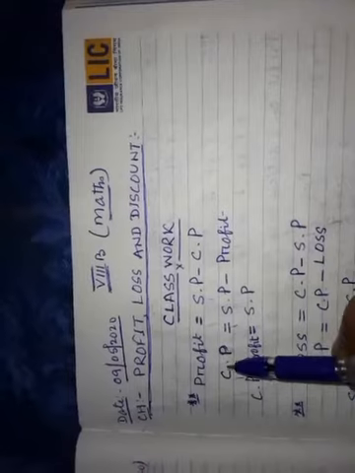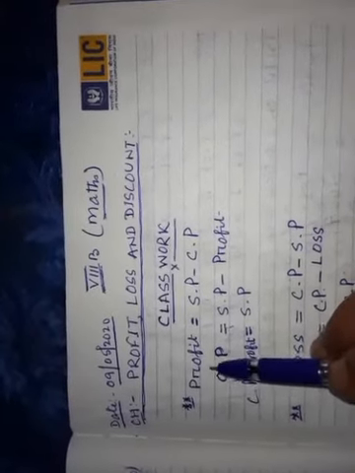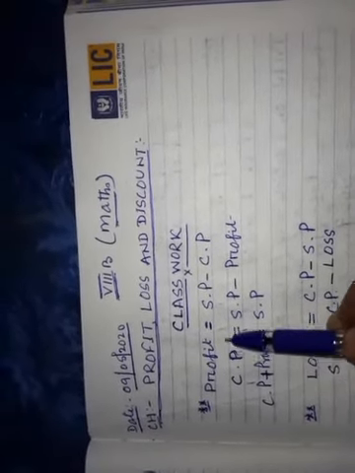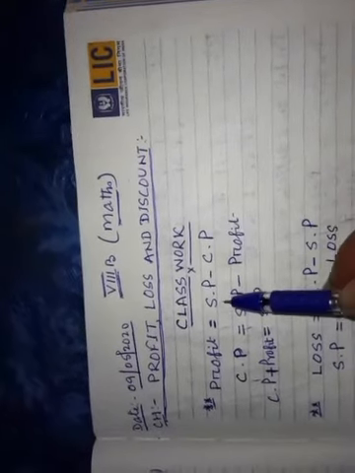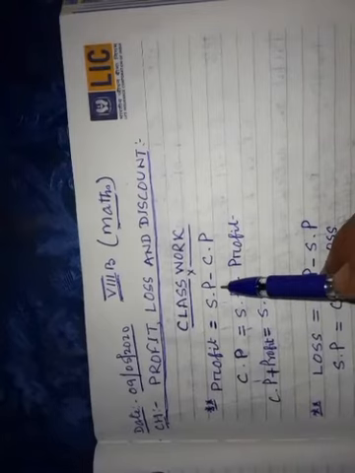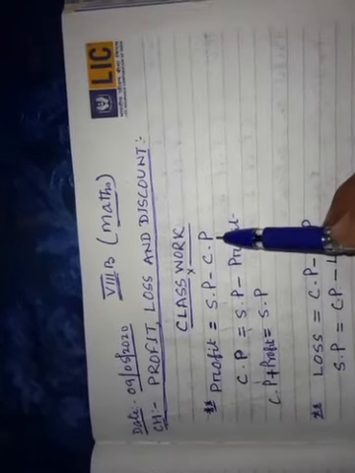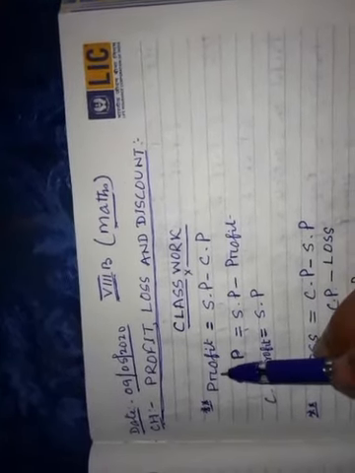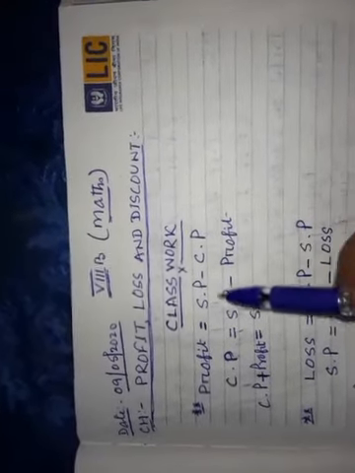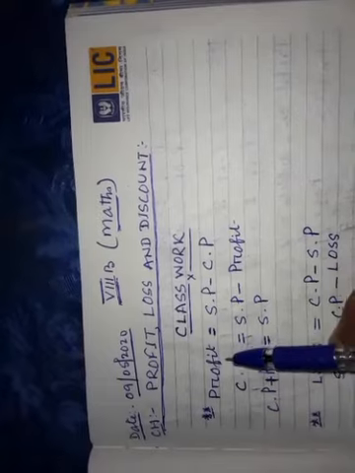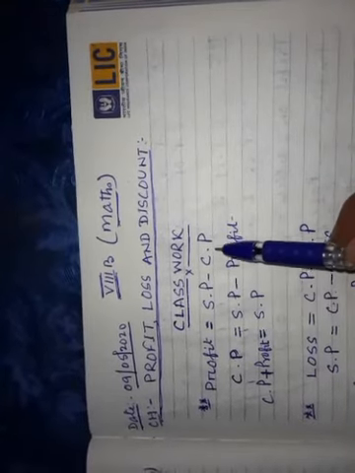First, I am coming to profit. How to find out the profit? Profit is equal to SP minus CP. Now what is SP? SP means selling price and CP means cost price. So if you know this formula, profit equal to SP minus CP, you must have seen there are three things: profit, SP and CP.